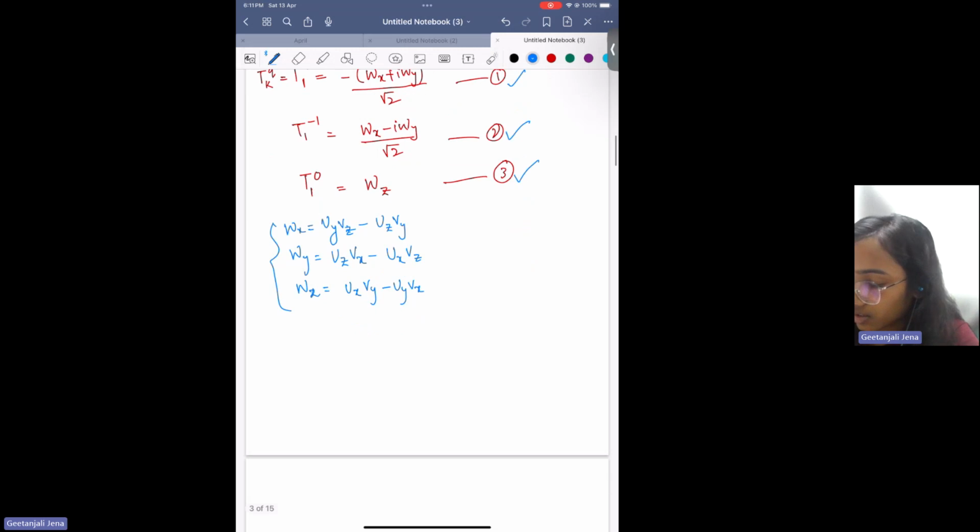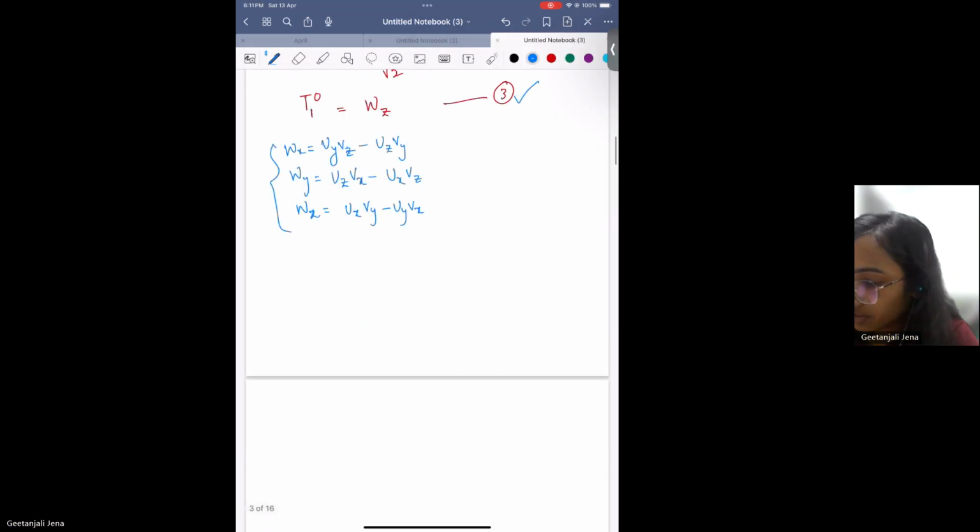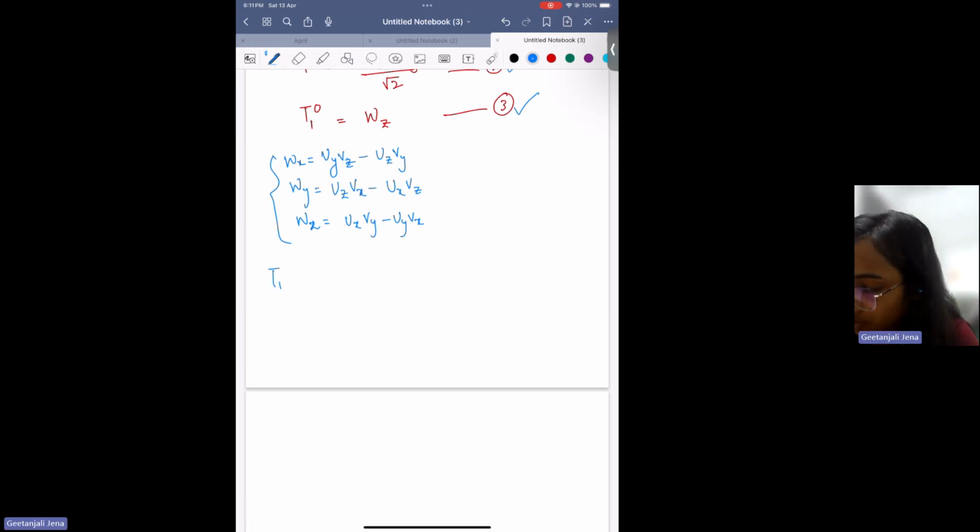So if you put it, you can easily get this t11 would be minus 1 by root 2. It would be uy vz minus uz vy plus I times uz vx minus I times ux vz.